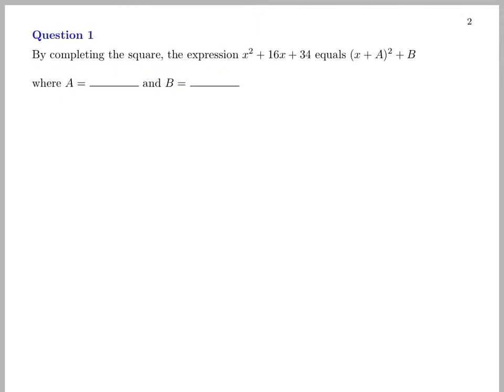So let's see. We've got x squared plus 16x plus 34, and I'll leave a little room to complete the square. Generally what I do is take half of 16, which is 8, and square it, which is 64. So I'm going to add 64 and subtract 64. So I haven't changed anything, right?